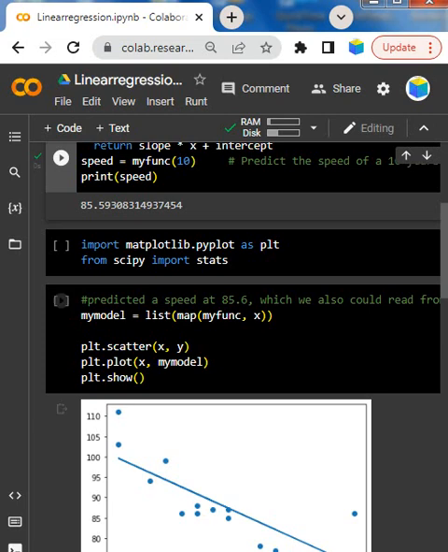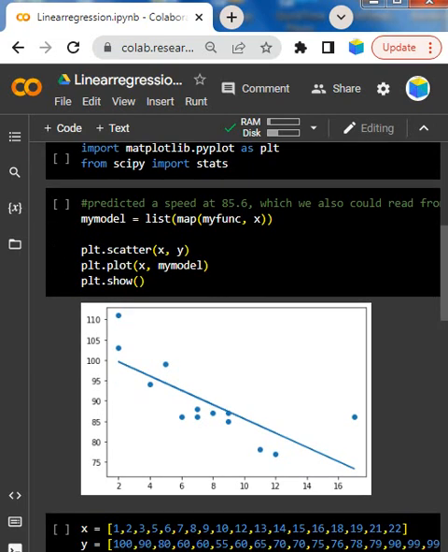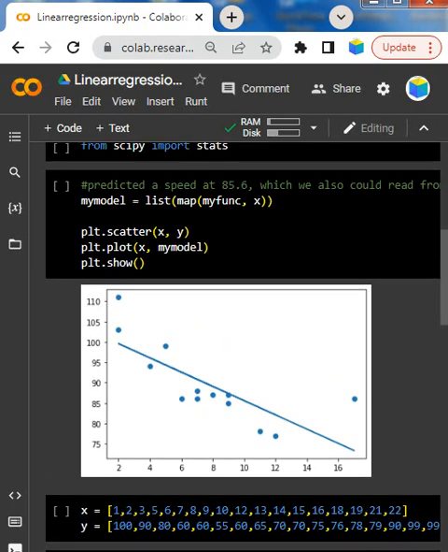So this one is the scatter plot, it looks like this. Now I plot x and my model, and now the plot shows the slope. This is the way we can easily represent it here. So this one is the linear relationship between these two terms.